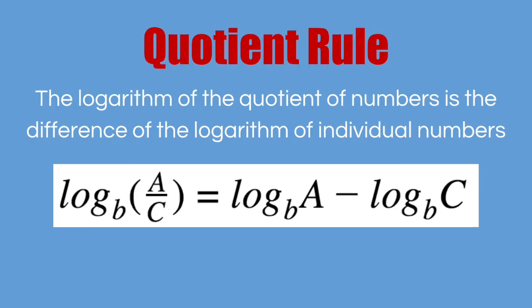So the next rule that we're going to be dealing with is the quotient rule. The quotient rule deals with negative signs and division signs. So when you're given a fraction or a division sign within the logarithm, you can separate it with a negative sign. Division goes with negative and multiplication goes with positive. And it can go both ways, just like the product rule. If you're given a negative sign, you can combine it with a division sign.